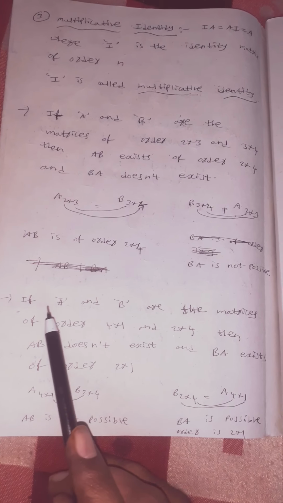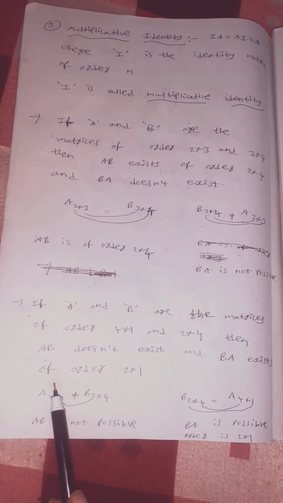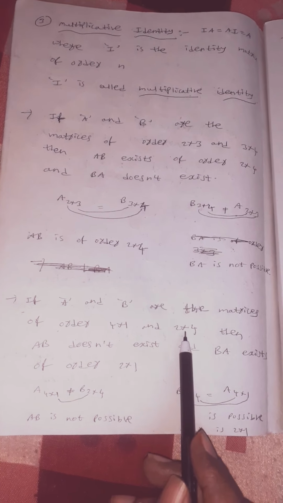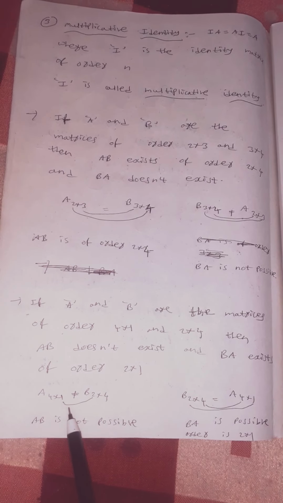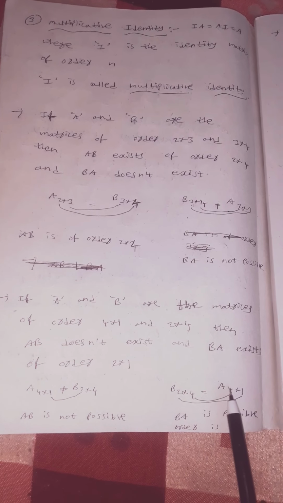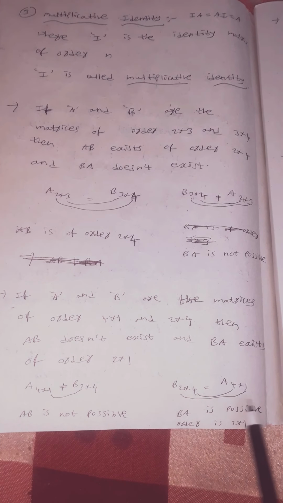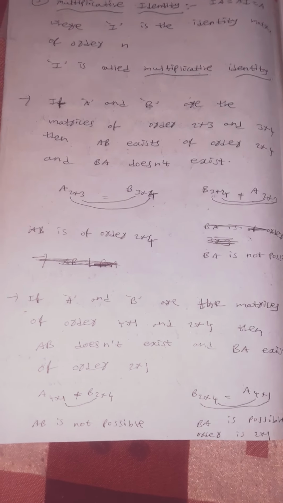Similarly, take the next example. If A and B are matrices of order 4 by 1 and 2 by 4, then AB does not exist and BA exists of order 2 by 1. So A I have taken as a 4 by 1 matrix, B 2 by 4. So here column is 1, row is 2. The condition is failed. AB is not possible. Do reverse: B is 2 by 4, A is 4 by 1. Here column is 4, row is also 4. Okay, so satisfied. So BA is possible. Order is how much? 2 by 1.